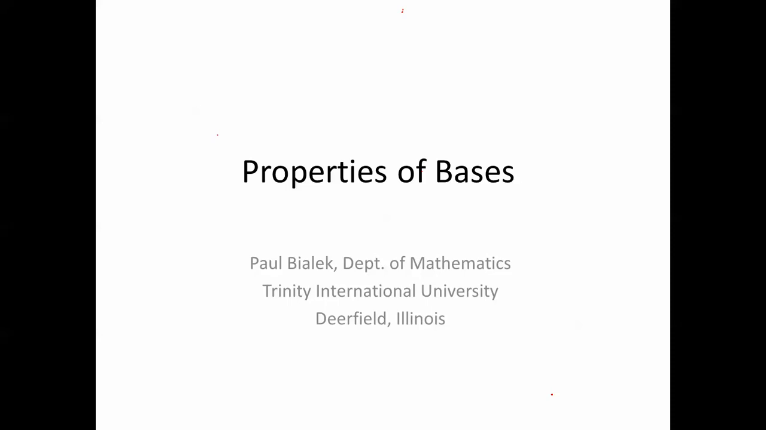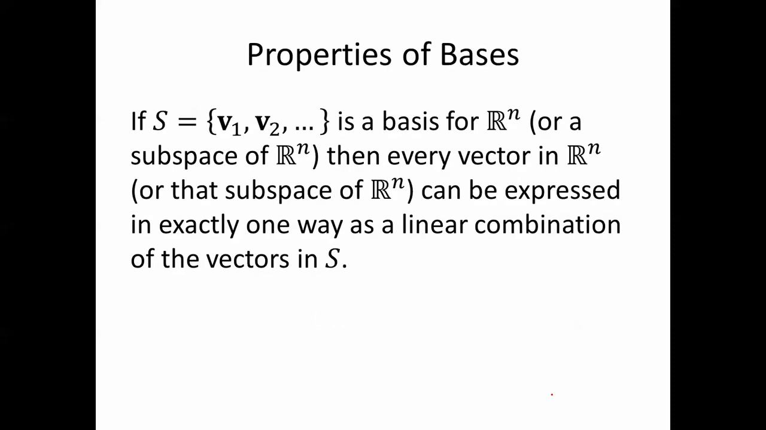Let's look at properties of bases. If S equals {v1, v2, etc.} is a basis for Rn, or a subspace of Rn, then every vector in Rn, or that subspace of Rn, can be expressed in exactly one way as a linear combination of the vectors in S.